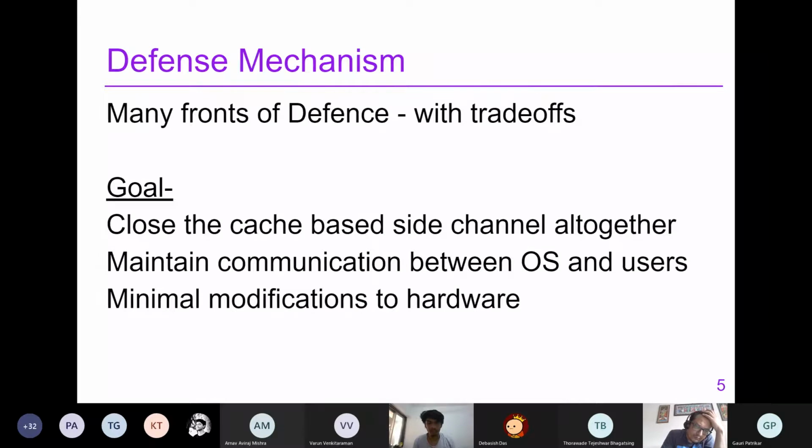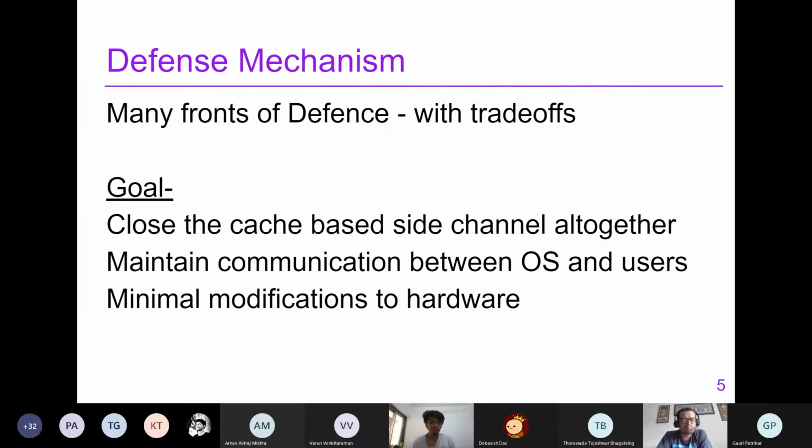For these kinds of attacks, there are many fronts of defense, such as restricting the data types by not allowing speculative execution without the permission checks, or reducing the bandwidth of the attacks by reducing how clearly you can see the timestamps. But these are like patches to particular attacks.